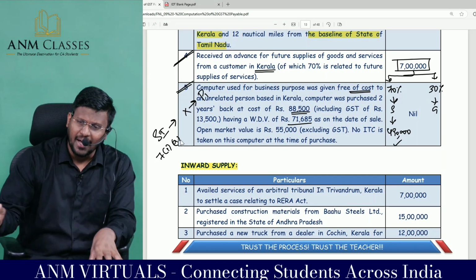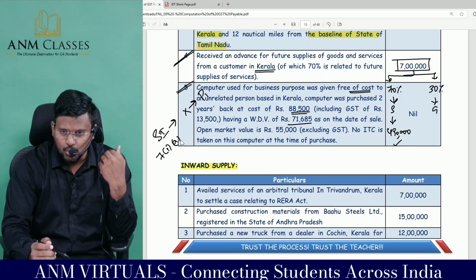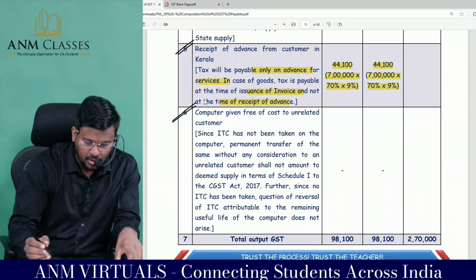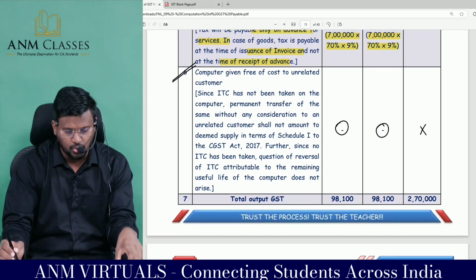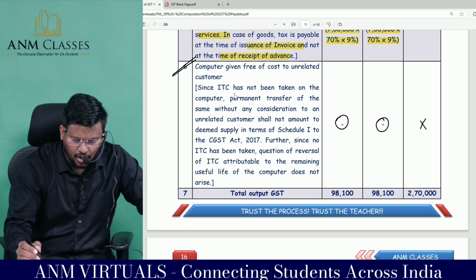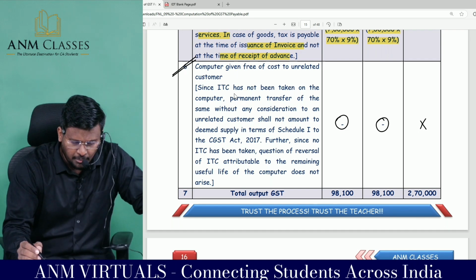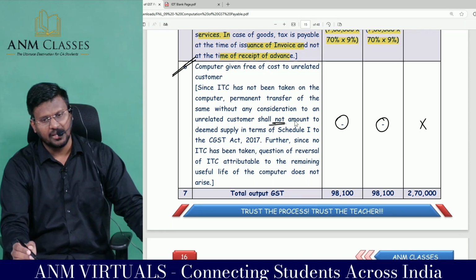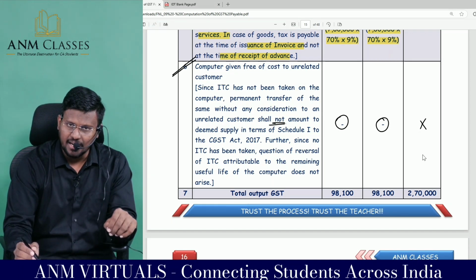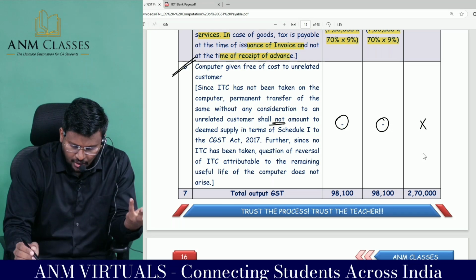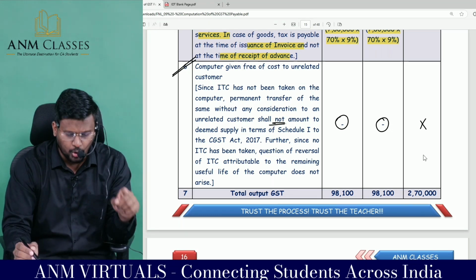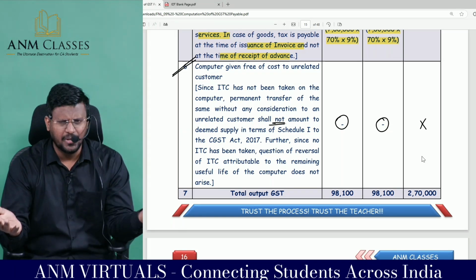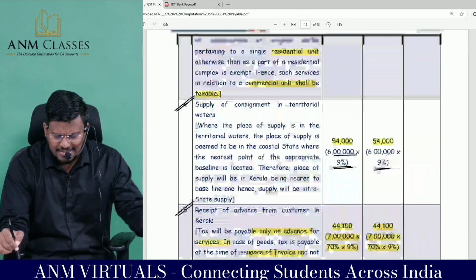Sir, in neither of the paras is this transaction covered. So if there is no consideration, no GST, my dear lovable students. That means computer given free of cost to unrelated person, no GST. Since ITC has not been taken on the computer, permanent transfer of the same without any consideration to an unrelated customer shall not amount to deemed supply in terms of Schedule 1 to the CGST Act. Further, since no ITC has been taken, question of reversal of ITC attributable to the remaining useful life of computer does not arise because no ITC has been taken. So no need to reverse the ITC also.